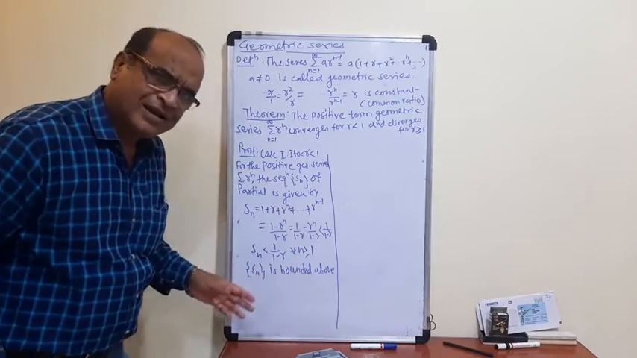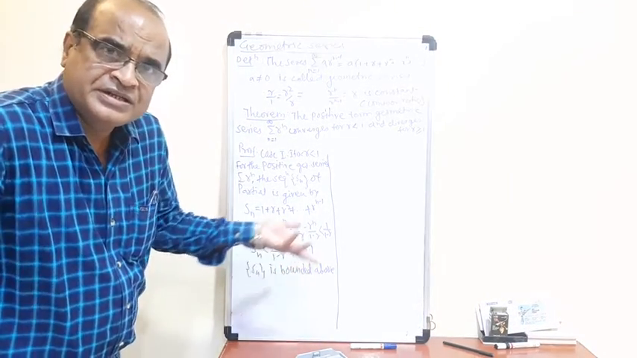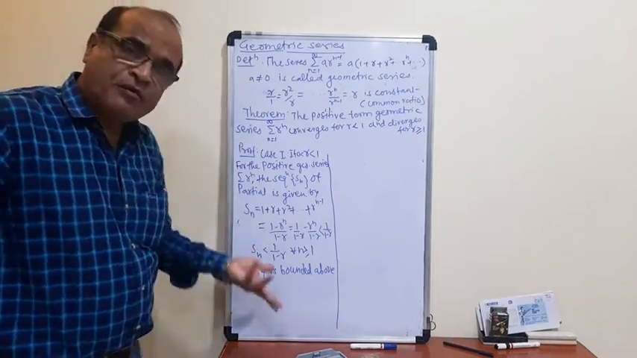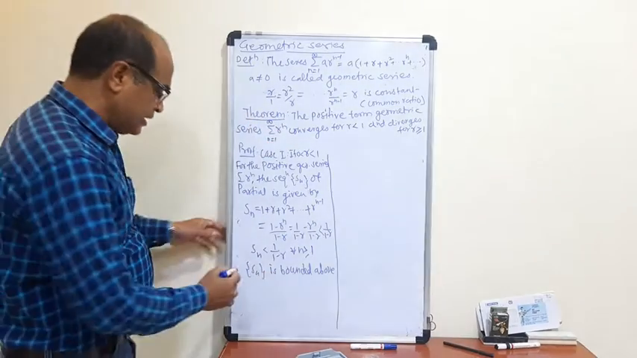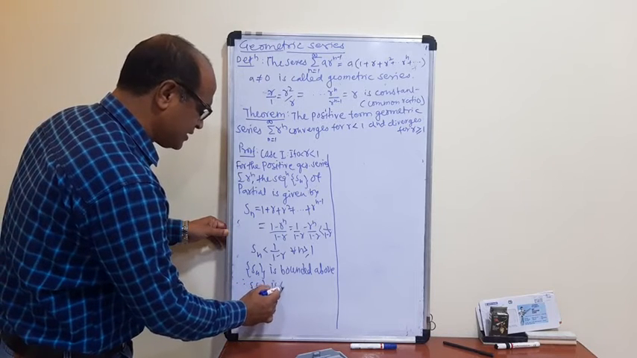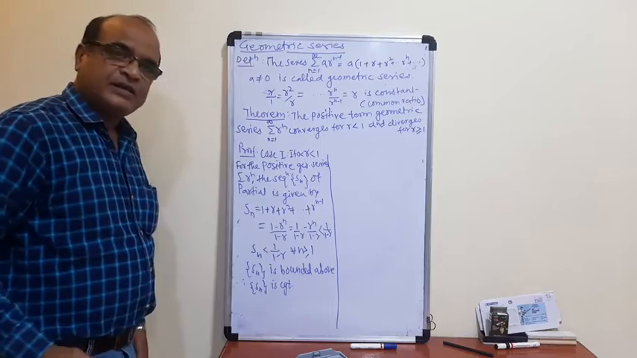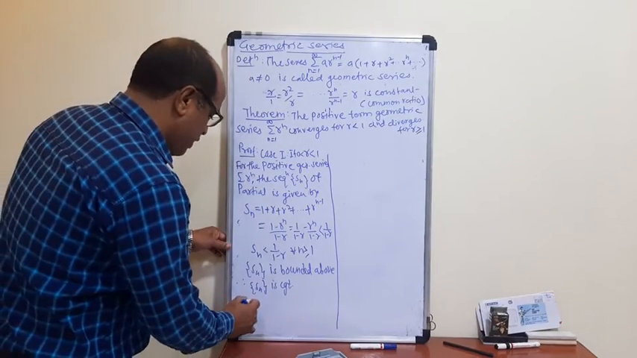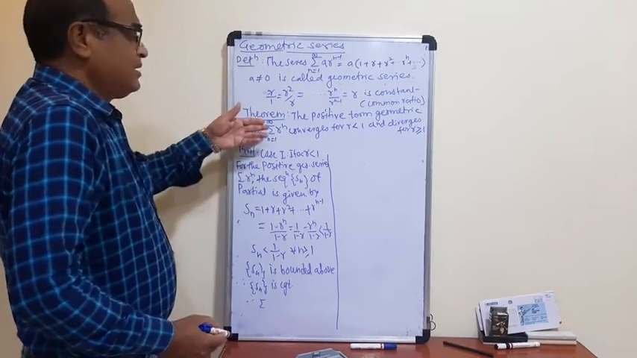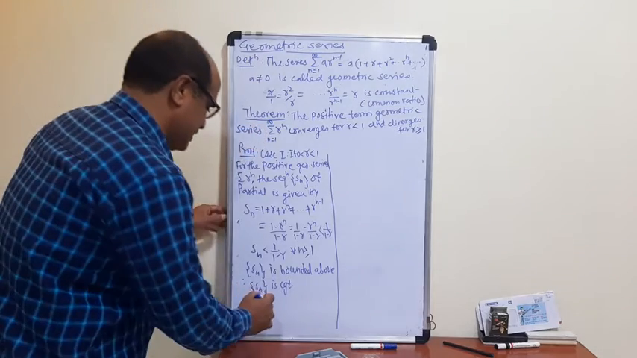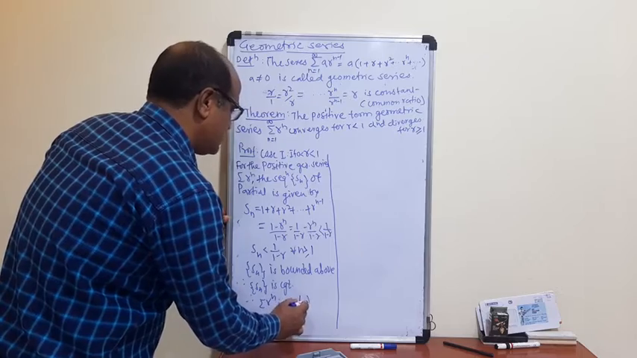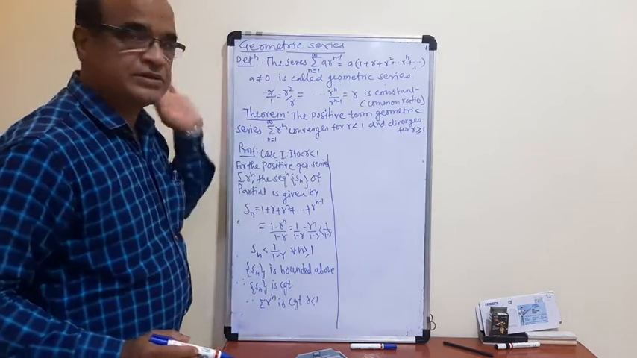And we see here the positive term series is an increasing sequence, which is also bounded above. Then by the theorem, this sequence Sn is convergent. Therefore, the series R^n is convergent when R is less than 1. So case one is proved here.